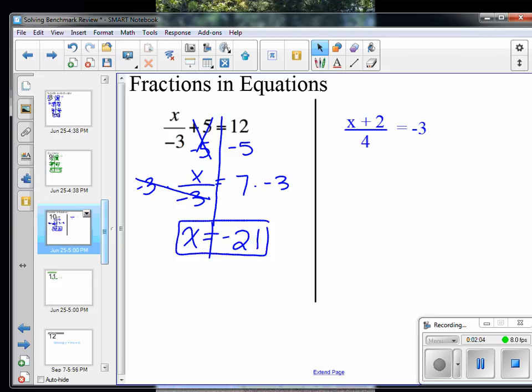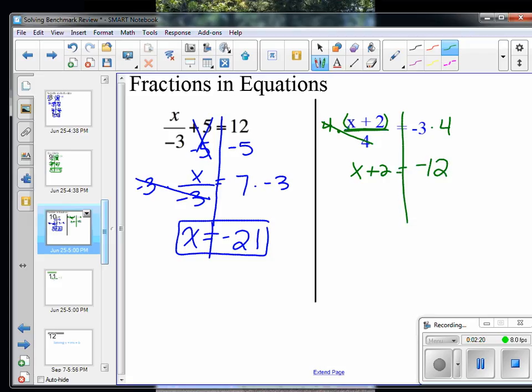Now let's stress the difference between that one and this one. This one, the bar is over the whole thing. So it's like these you cannot get to. You cannot get to that 2 until you get rid of the 4. So to get rid of the 4, I'm going to multiply. Those are gone. You're left with x plus 2 equals negative 12. And then now I can get to that 2 by subtracting it. So my final answer is x equals negative 14.